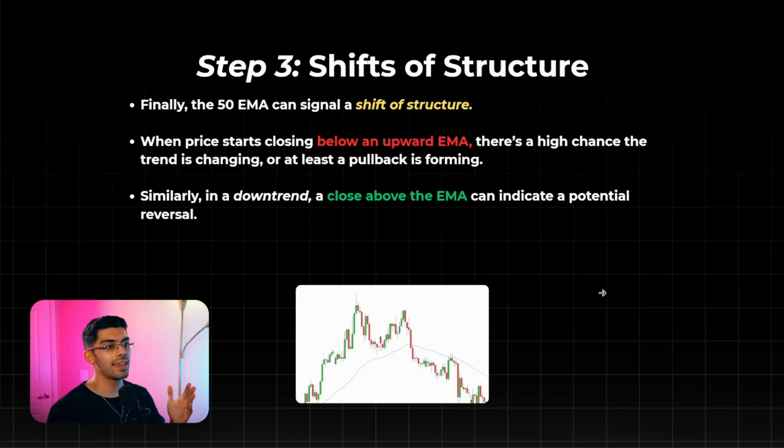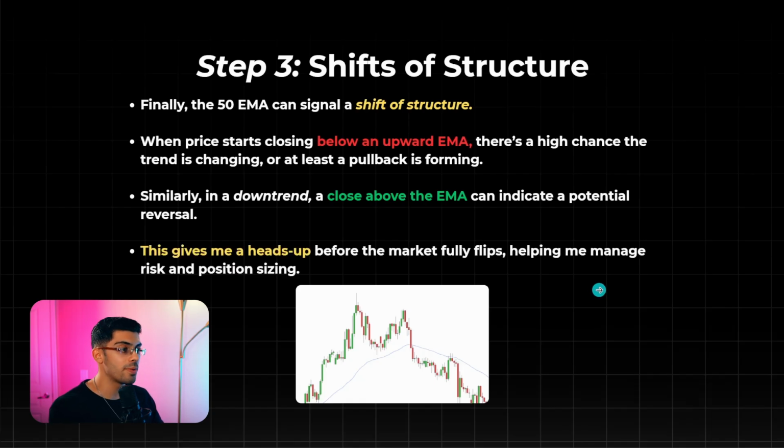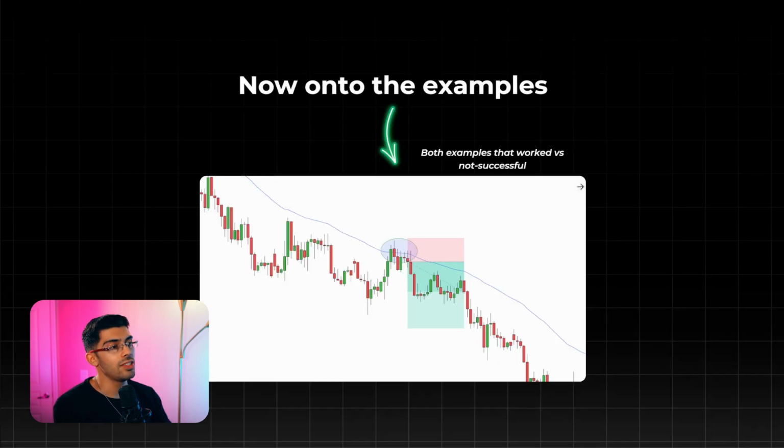So this can help you out a lot, because if you're in a buy and then the market starts to point downwards on the EMA, you might consider closing out of that buy position, especially if it's on your entry time frame, which in this case, we're using the 1 hour, 2 hour, so it's going to be on your entry time frame. This gives me a head up before the market fully flips, and it helps me manage risk and position size. All right, now let's get into the examples.